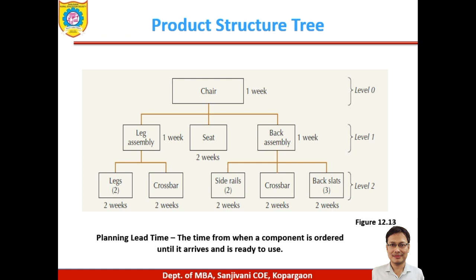So it takes 1 week to assemble the leg after we get two legs and one crossbar. Likewise, the production of seats will take 2 weeks and back assembly 1 week after receiving its three components, that is, two side rails, one crossbar, and three back slats. Now final assembling into the chair will take 1 week when three of these assemblies are available. One leg assembly, one seat, and one back assembly can be assembled into a chair in 1 week's time.